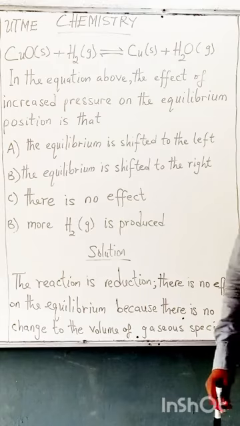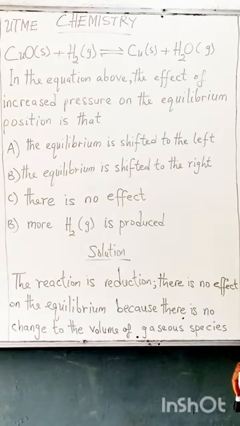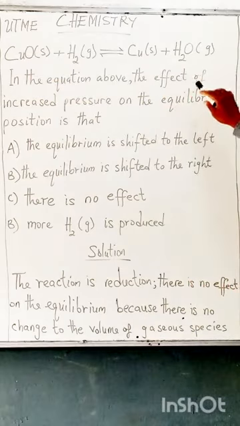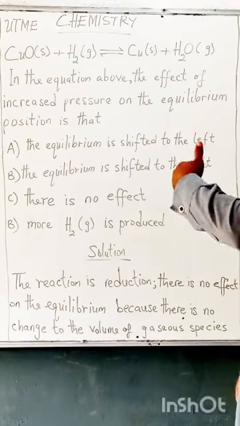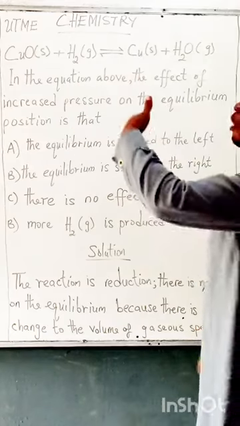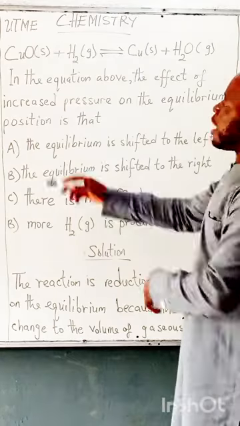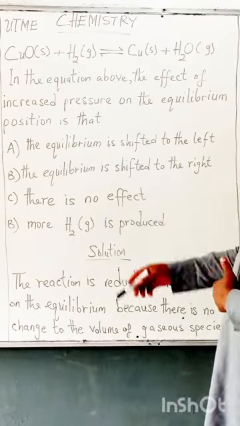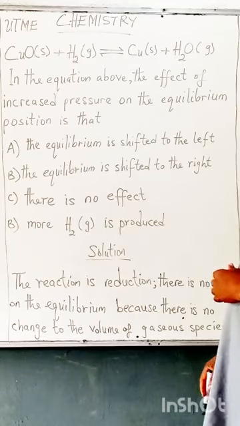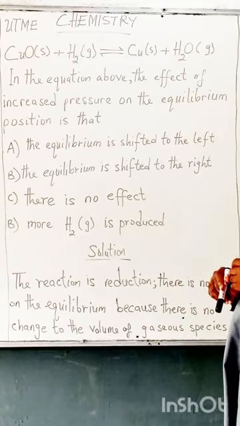One more condition needs to be met before change in pressure will affect the equilibrium. That is, check the coefficient here. First of all, is this equation balanced? Yes, the equation is balanced, because let's check. On the right hand side we have one atom of copper, then on the reactant side, one atom of copper. What about oxygen? On the reactant side, one atom of oxygen, and on the product side, one atom of oxygen. So copper and oxygen are balanced. What about hydrogen? 2 atoms here and then 2 atoms here. So everything is balanced. Is that clear?